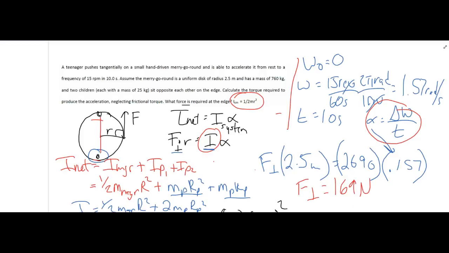169 newtons. So this is the type of thing where if you can't solve I, you're going to be in trouble. And you just have to know it's I net, adding it all up. Okay? We'll have lots of time to practice, but make sure you're prepared for that.